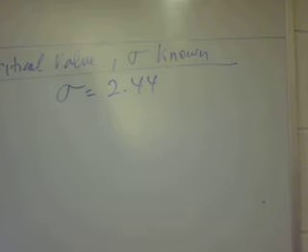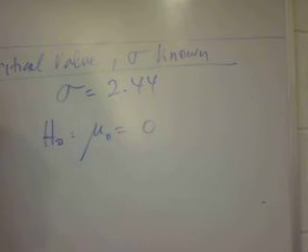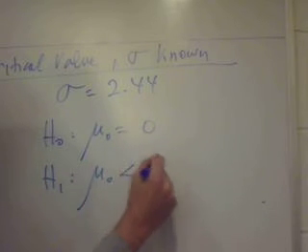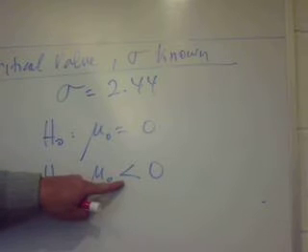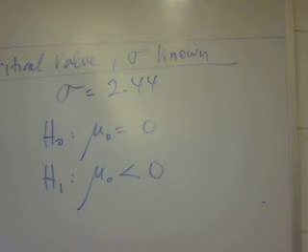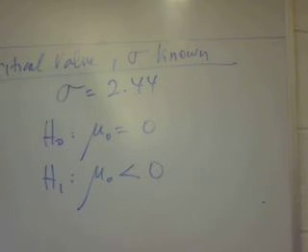And this is the case of a study to determine if drinking caffeine decreased sleep time. So in this case, H naught says no, it doesn't change sleep time. H1 says it does decrease sleep time. So that's why that less than sign is there. Now with sigma known, we say it's 2.44, and we keep everything else the same.